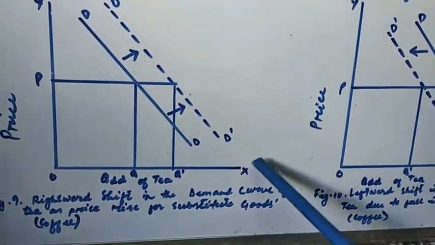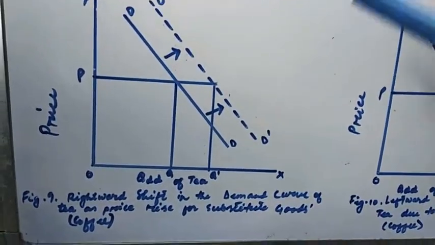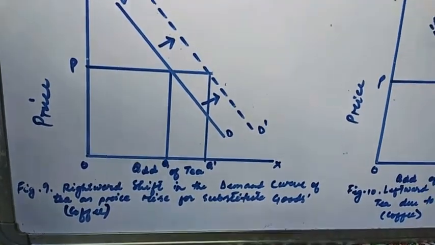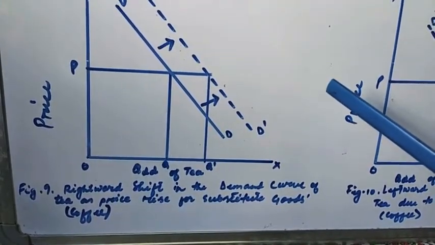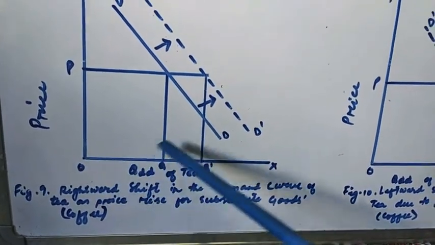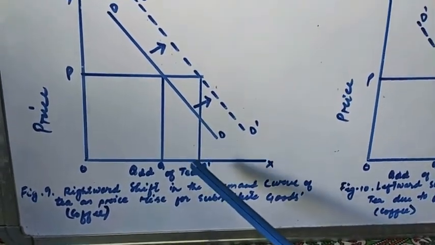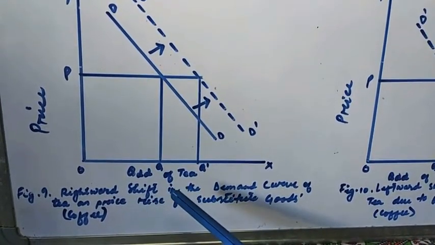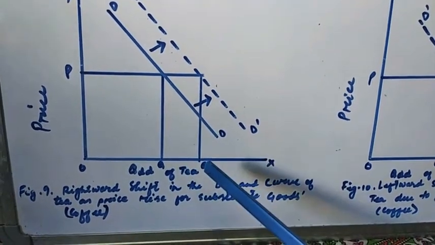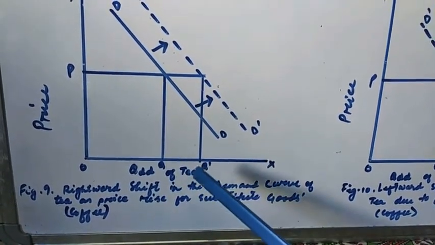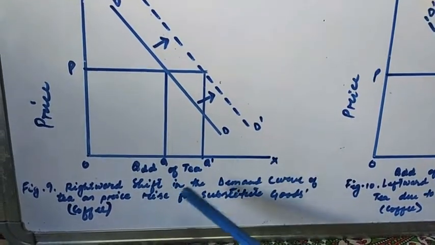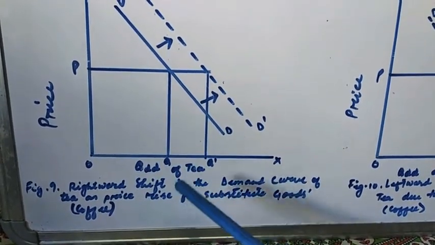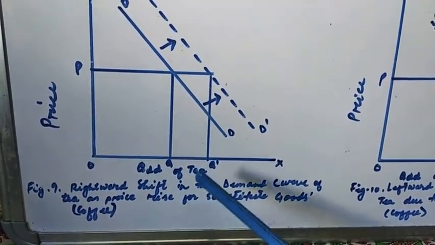From OQ to OQ dash it has increased, and the demand curve has shifted towards the right from DD to D dash D dash. So we can conclude that when there is a rise in the price of a substitute good, that is coffee, the quantity demanded increases for tea, which is a substitute for coffee. So it is affecting the quantity demanded of a good when the price of a substitute changes.